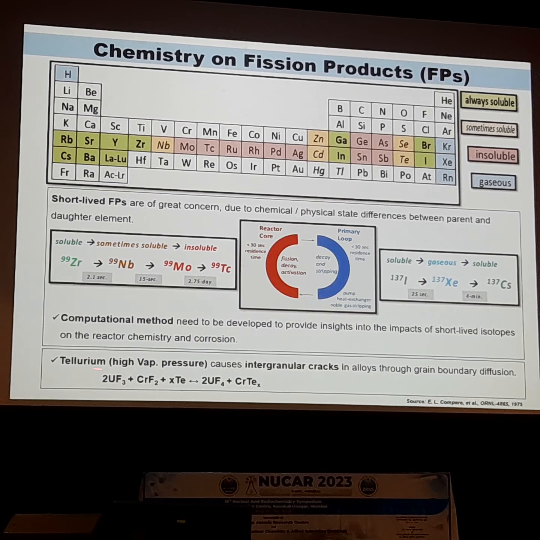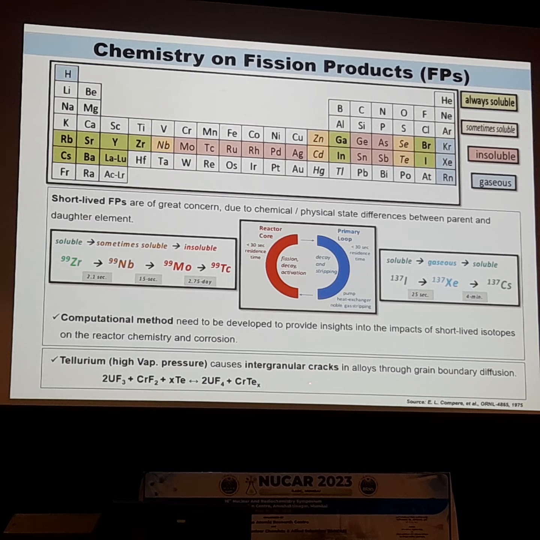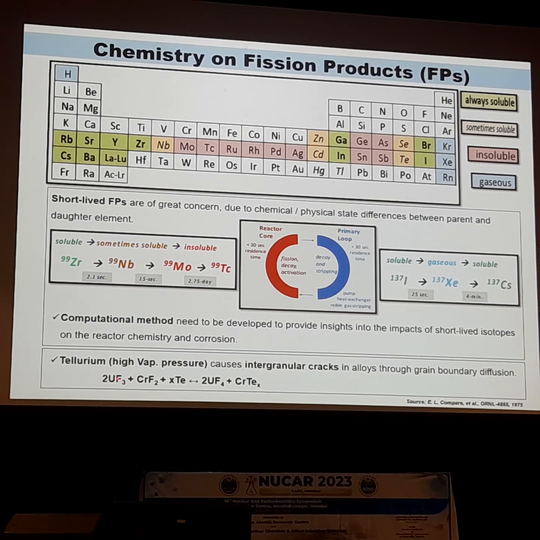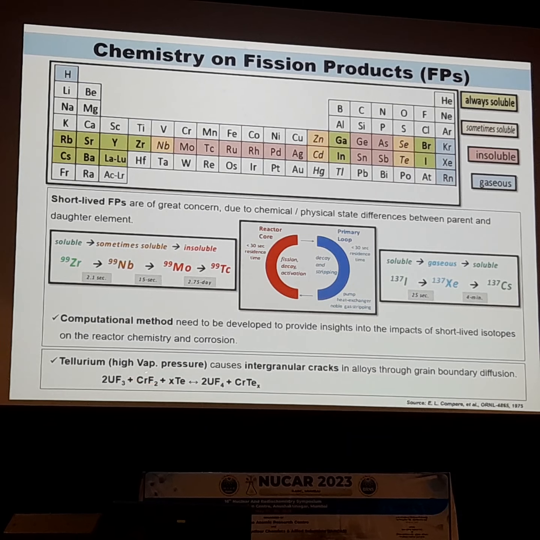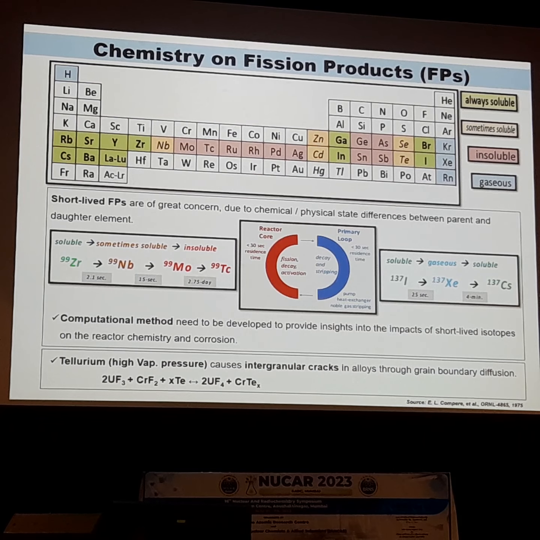Another fission product is tellurium, which has a very high vapor pressure. It causes intergranular cracking in the alloy through the grain boundary by this reaction: uranium trifluoride plus chromium fluoride, which is present inside the reactor, I'll tell how. And then tellurium goes to chromium tellurides, and these chromium tellurides basically cause the intergranular cracking.